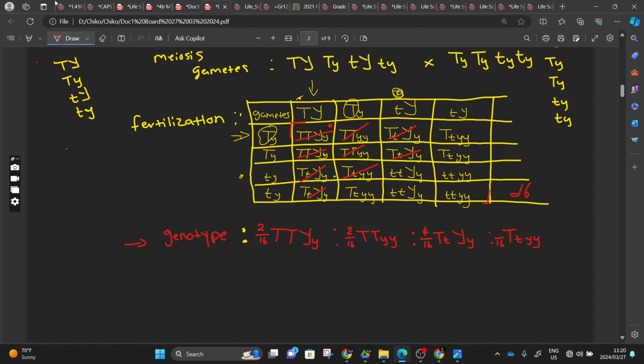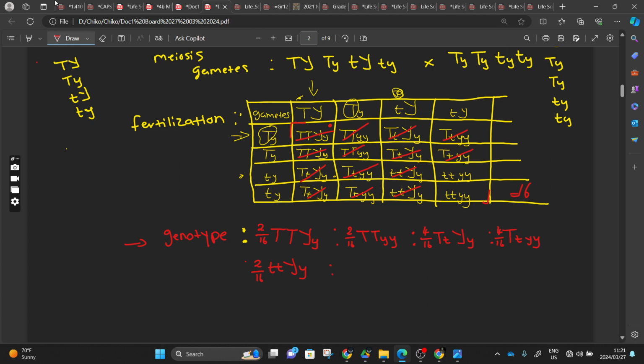It's better to write before you cross. One, two, three, four. Right? Then we have four. Then we move on, and we do small letter t, capital letter Y, small letter y. Out of 16, how many do we have? One, two. Right, you can agree with me.